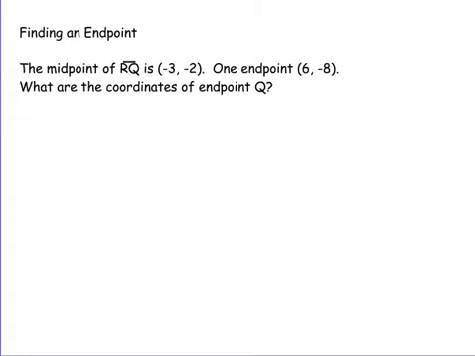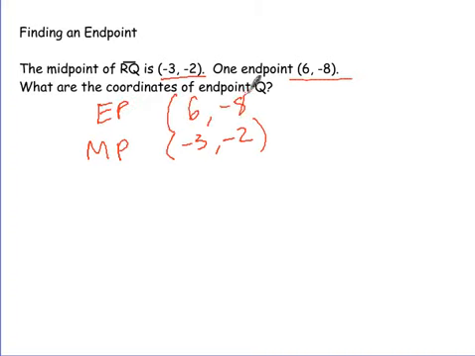So here's what we do. We found out that the midpoint is -3, -2. So remember how I wrote that out. The midpoint is -3, -2. And then I have an endpoint right here, and that is 6, -8. So now I want to find this other endpoint. What is it? So I'm going to start at the midpoint. If I go from -3 to 6, I'm going up. How much am I going up? 9. I'm going up 9.